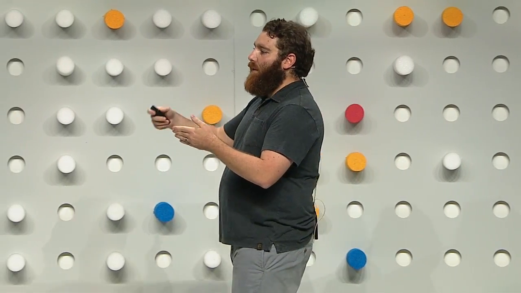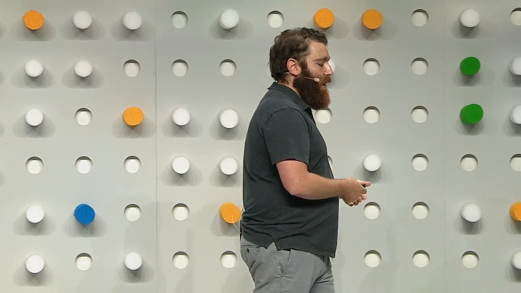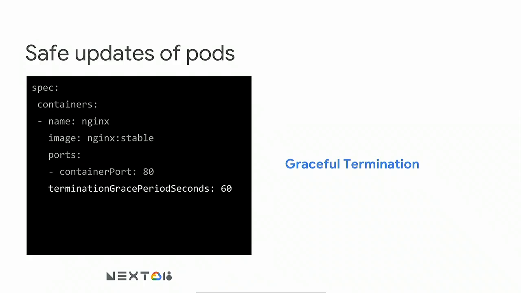You can think of all of the different dependencies in your application that would need to be there for you to have a really healthy response to a request that came in. This is really important to think about, and there's a lot of tuning you can do to get the right readiness probe in place. The next thing is graceful termination.